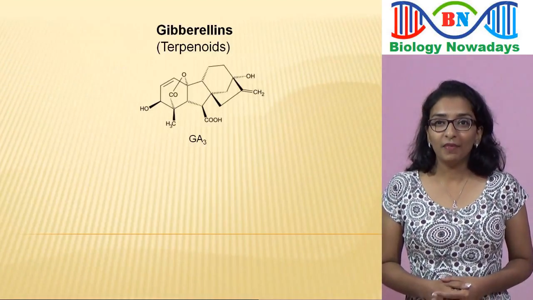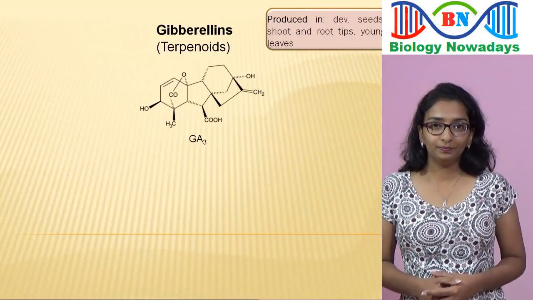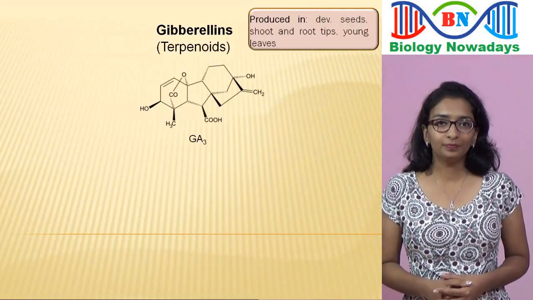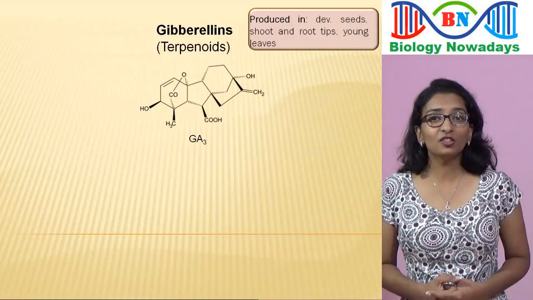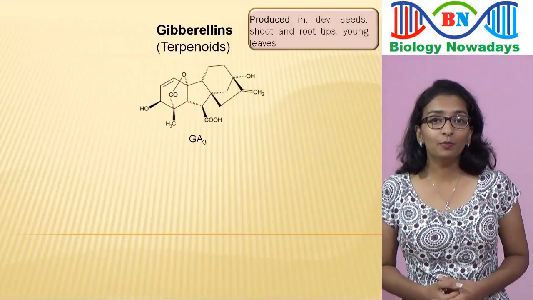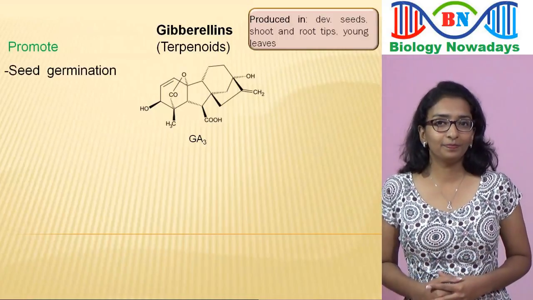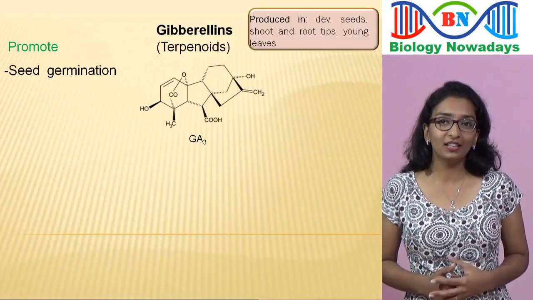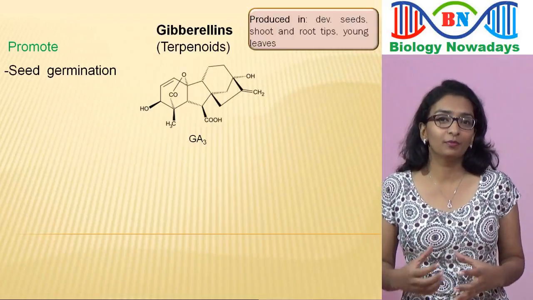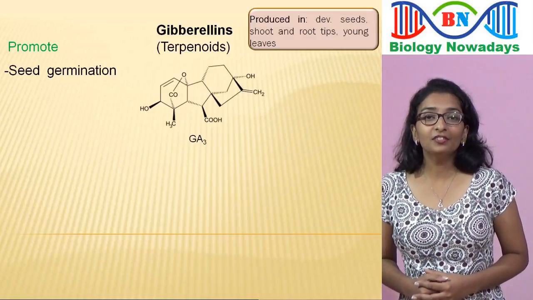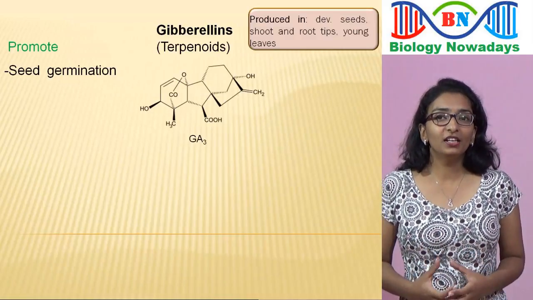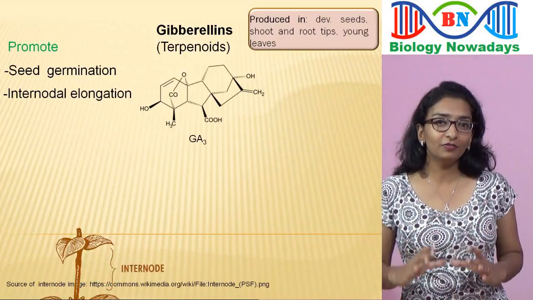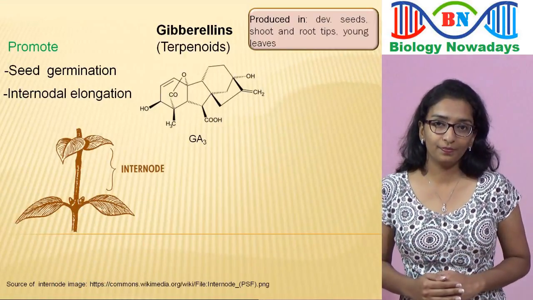Gibberellins are produced mainly in developing seeds, also in shoot and root tips and young leaves. One of the main functions of gibberellins is that they promote seed germination. They help in mobilization of food stored in the endosperm to the growing embryo. Another function is promoting internodal elongation. Internode means the part of the stem between two nodes.